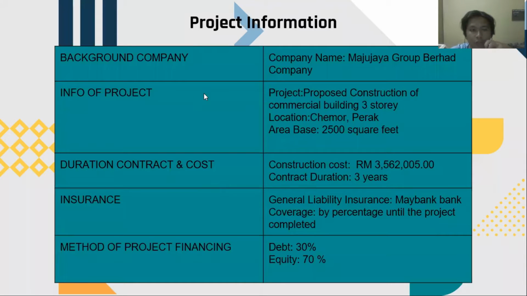We continue with project information. First is our background company. Our company name is Maju Jaya Group Berhad Company. Info of project: project proposed construction of commercial building 3-story. Location Cemor Perak. Area base among 2,500 square feet. The cost for our construction is 3.5 million and contract duration among 3 years. Insurance, general liability insurance, Maybank Bank, coverage by percentage until the project completed. Method of project financing, debt 30%, equity 70%.